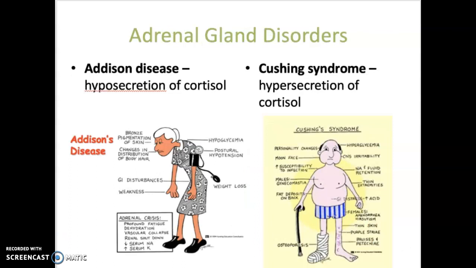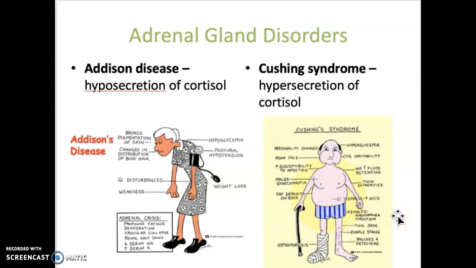Okay, adrenal gland disorders. Addison disease is caused by hyposecretion of the adrenal cortex hormones, mainly cortisol. And symptoms include low blood glucose levels, weight loss, low blood pressure, and fatigue. A lot of those symptoms are shown here. And then Cushing syndrome is represented by the other picture.